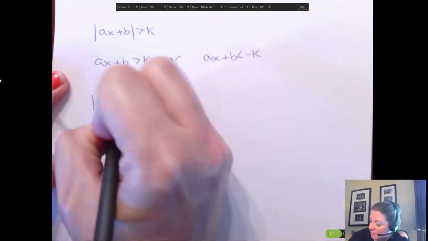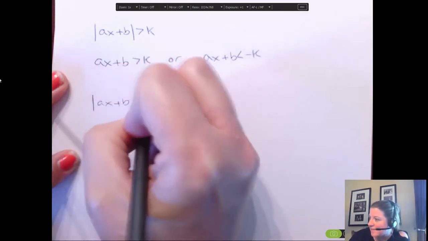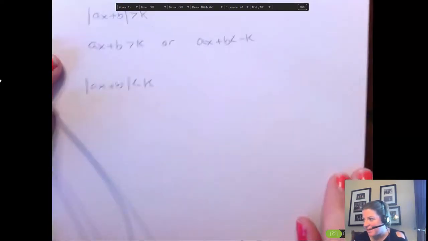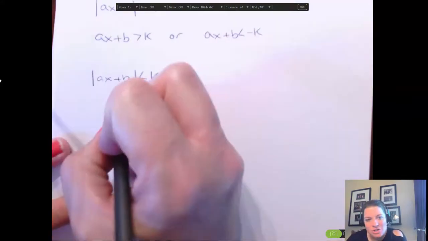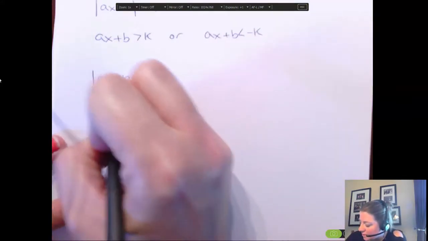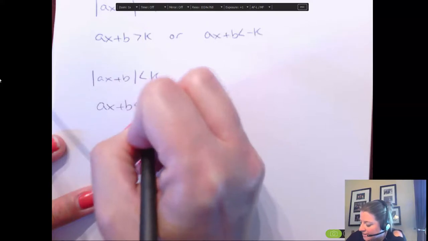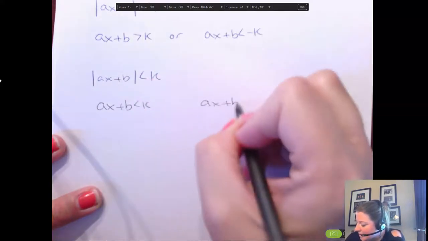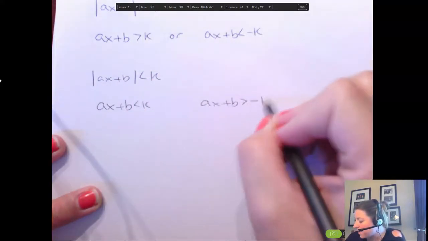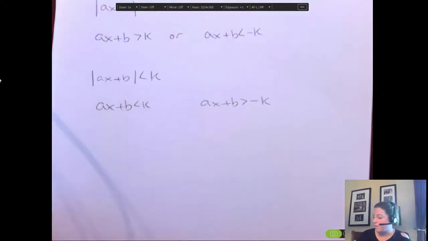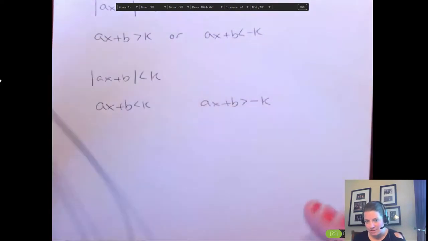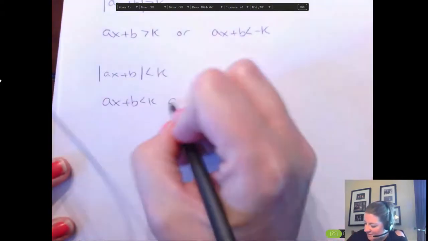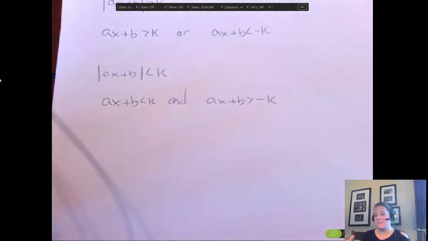The next one we might get is, what if it's less than k? If it's less than k, then it's going to be a compound inequality, an "and". The book shows it a little more complicated, but you still do it exactly like you see. You're less than k, and you're greater than negative k. Remember, k, a, and b represent just numbers. This is an "and" situation, this one and this one.